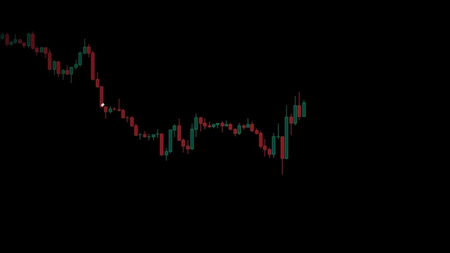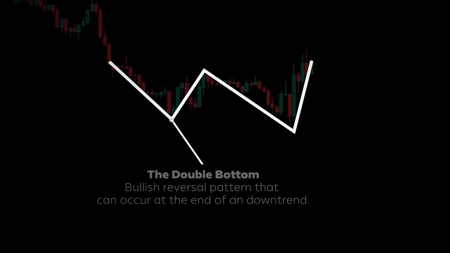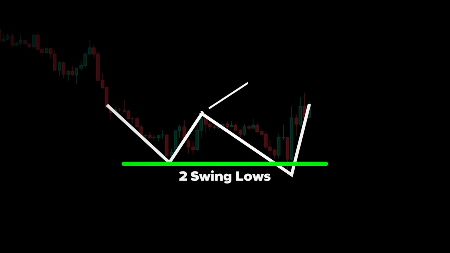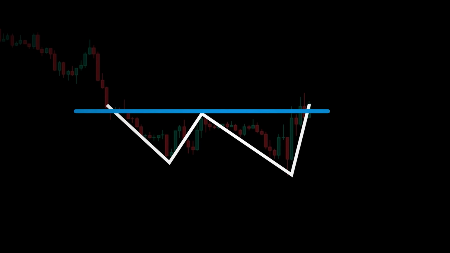On the flip side, we have the double bottom pattern. This is a bullish reversal pattern. You can spot these at the end of a downtrend. Look for two bottoms around the same price with a small peak in the middle. Keep in mind that the bottoms don't have to be exactly equal, but close enough is good.